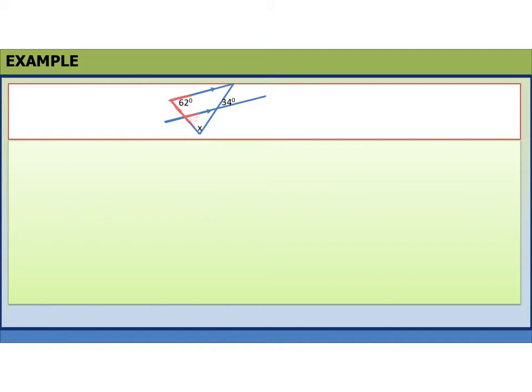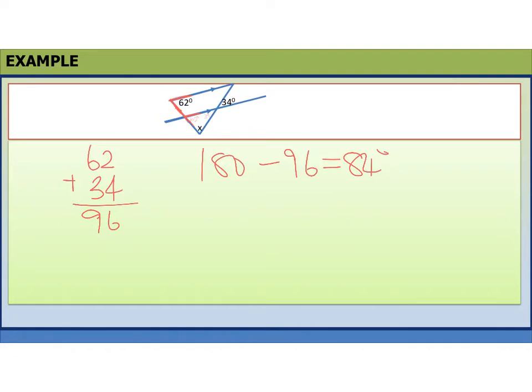Also, this angle here must be the same as this angle here because they are vertically opposite. So this angle here is 34, and then I've got a triangle to work with. 62 plus 34 is 96. 180 take away the 96 is 84. So that's how big x is, 84, because I've just used a triangle. It's a terrible drawing over the diagram, but I've used that triangle to work out the size of angle x.